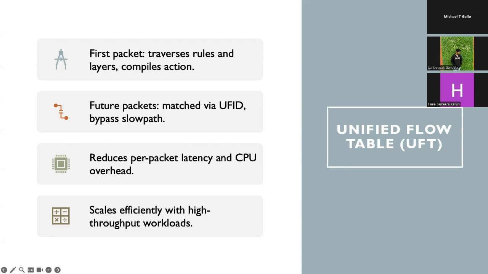Basically, when a packet arrives first, VFP processes it through all the layers. But once matched, VFP saves the result in the UFT so that future packets from the same flow can skip some layers and use the cached result directly. So it's like, I have seen this flow before, so I know exactly what to do. It's based on that example.